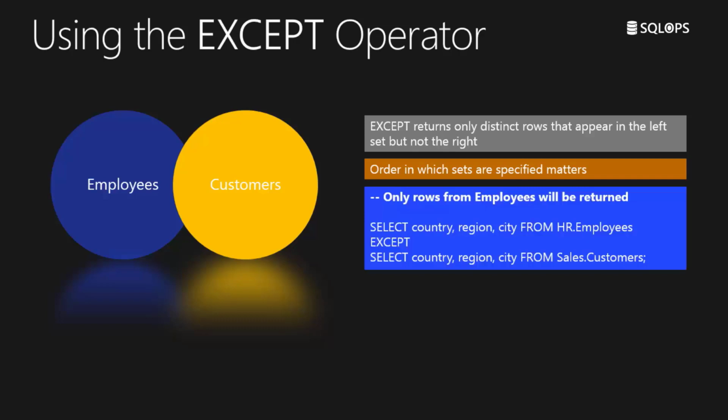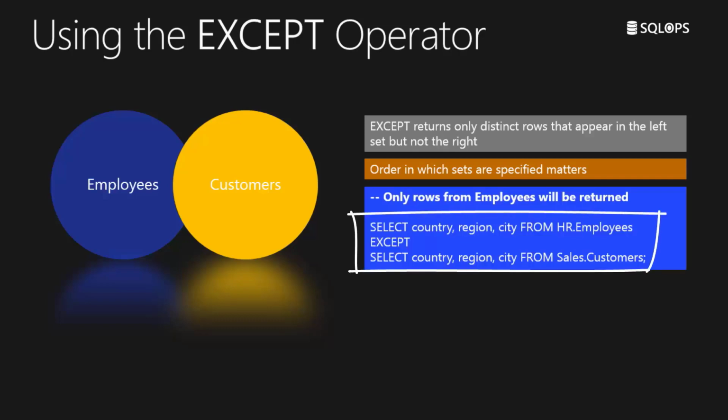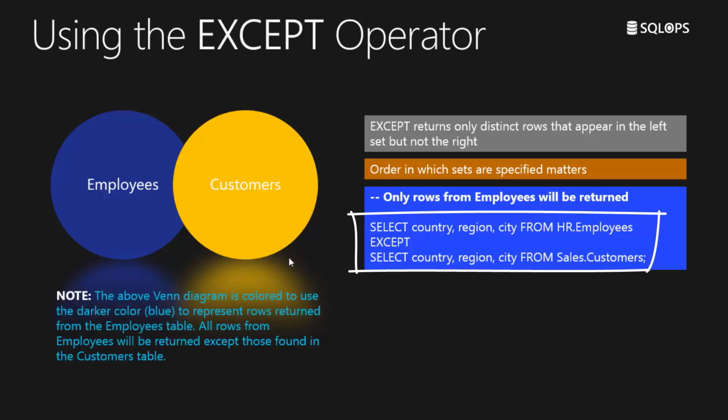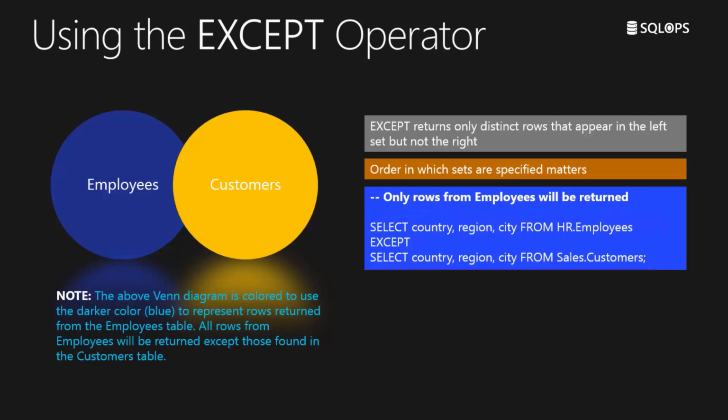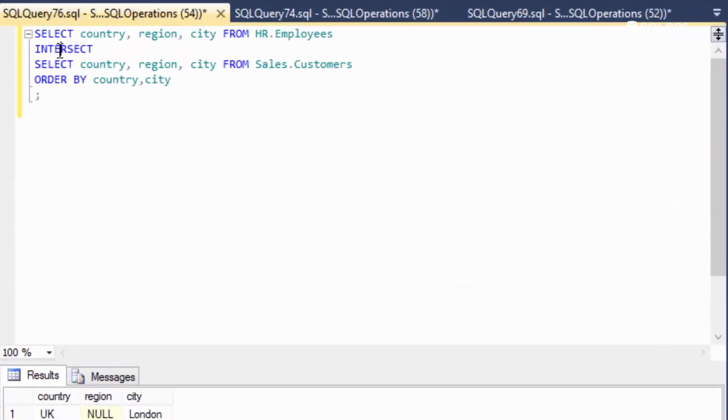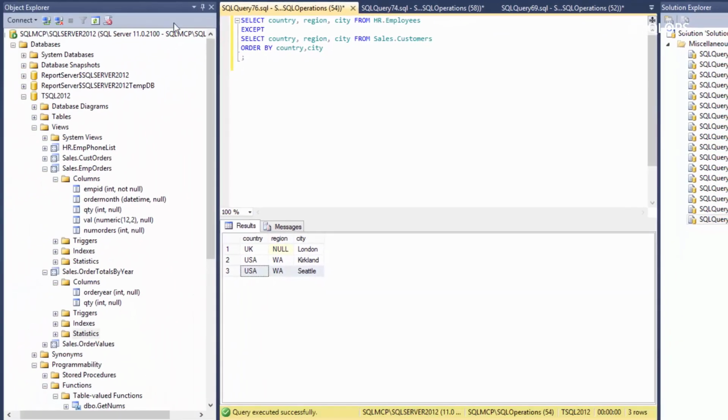In this example, it uses the except operator to return the geographical information that is not common between the employees and the customers table. And the result set from this query returns all the rows from the employees table except those that are found in the customers table. Let's execute this query and see what the results will look like. Let's change the INTERSECT operator to except and see what the results will look like. Click on execute and it will return the country, region and city information from the HR employees table and those that are not found in the customers table.